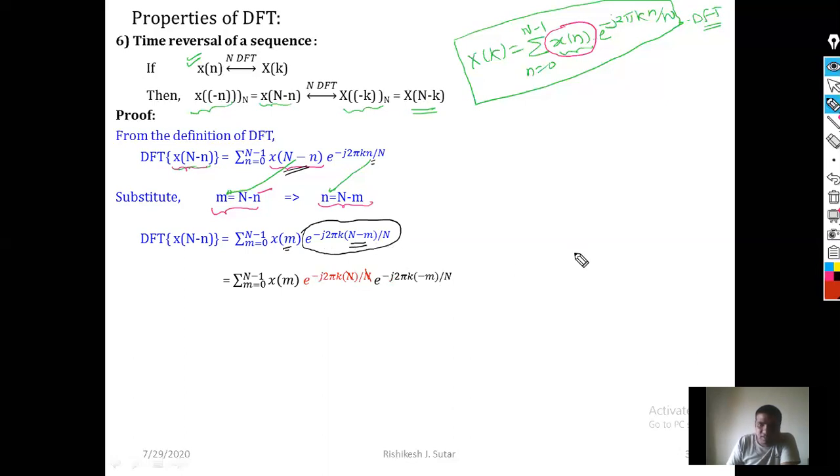So if you consider this e raised to minus j2 pi k, it is nothing but cos of 2 pi k minus j sine of 2 pi k. Cos of 2 pi k is always 1, sine of 2 pi k is always 0. So this complete term will have its value as 1. So you can go further. So this will get cancelled.